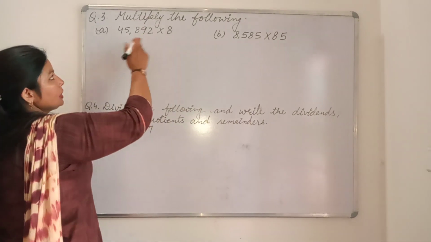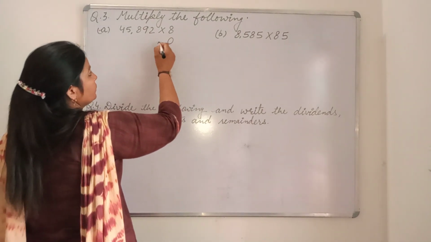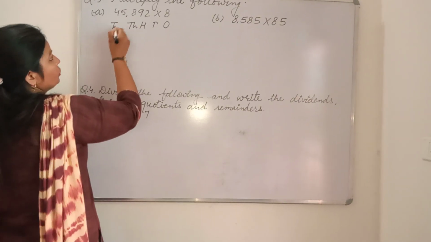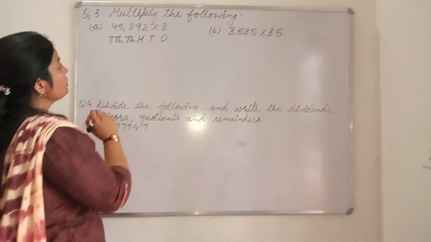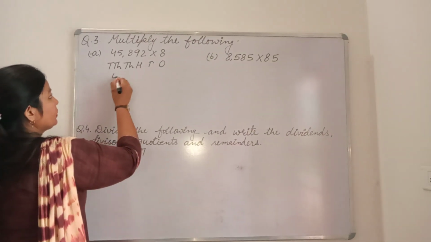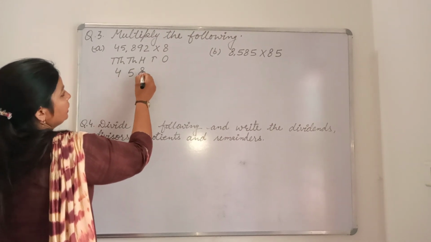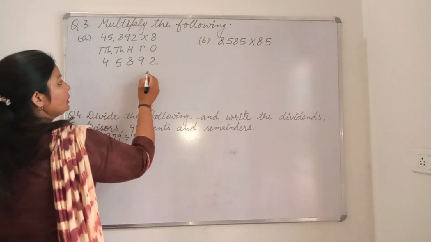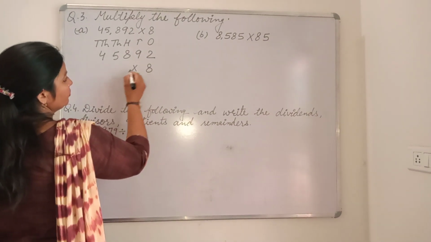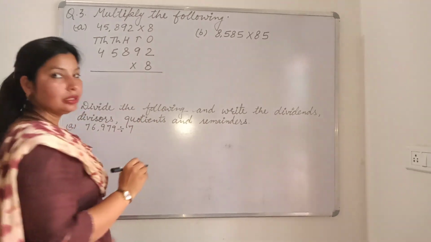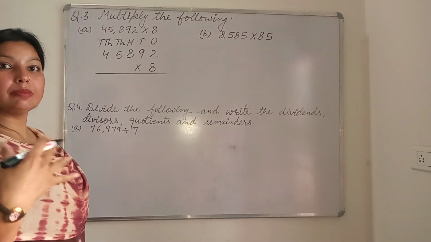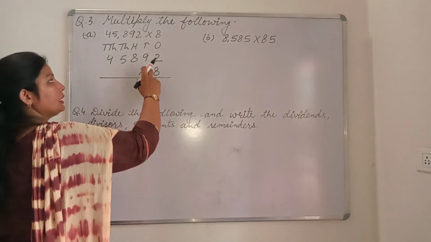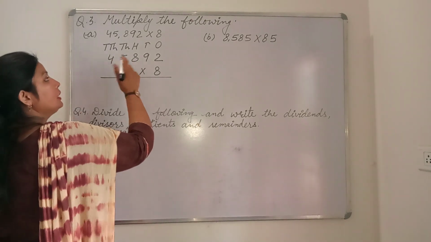So first of all I should write the columns: ones, tens, hundreds, thousands, 10,000s. Now here is given 45,892. So I should write here 45,892, multiplied by 8. Now we should multiply. What do we do? Now we should recite the table of 8. Firstly we should multiply by the ones column, then tens, then hundreds, then thousands, then 10,000s.